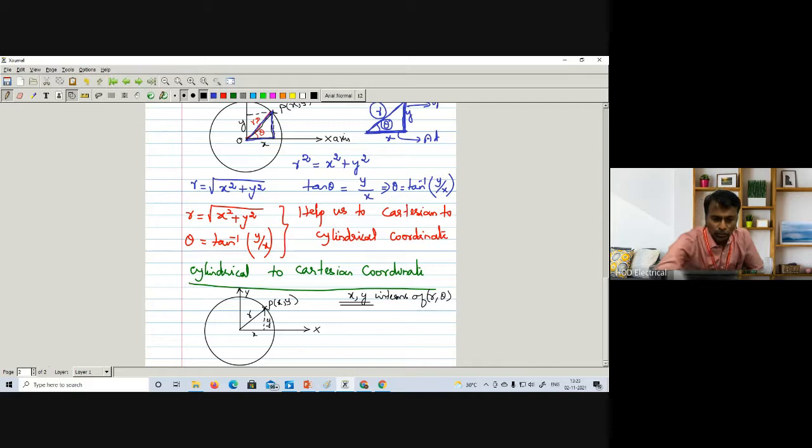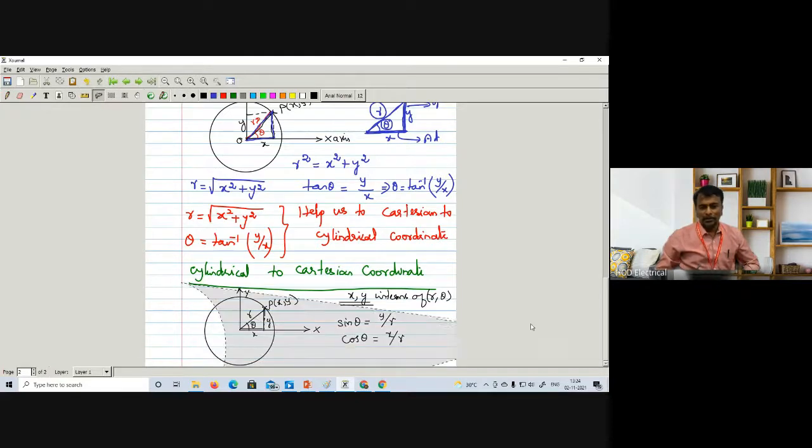For that, you already know this angle will be theta. So this is y, this is x. From this we can write sine theta equals y by r, then cos theta equals x by r. Cos is adjacent side by hypotenuse, sin theta is opposite side by hypotenuse. So from these two equations, let me copy this entire content to the next page.